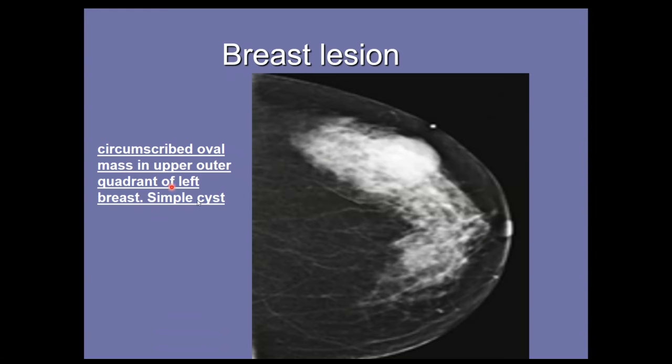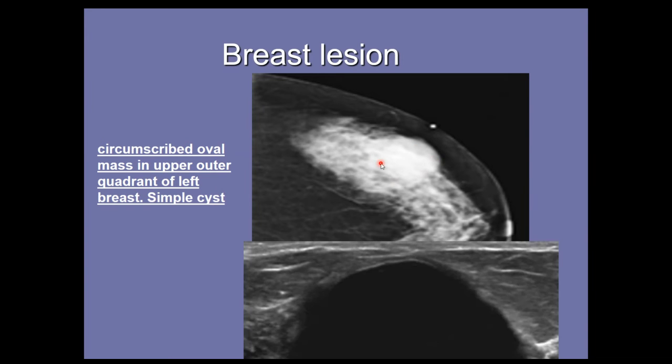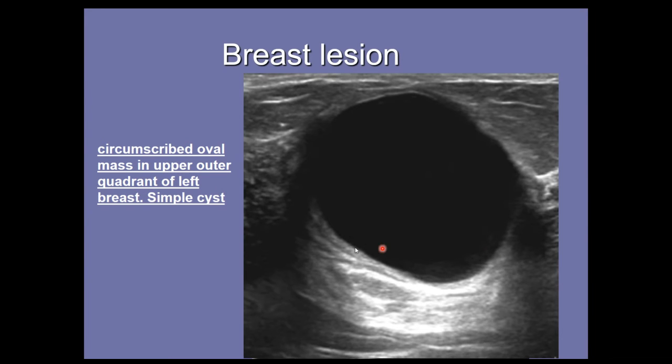So in this picture, you can see there is a very well-defined oval mass in the outer quadrant of the breast. It turned out to be a simple cyst when we performed ultrasound. Why is it a simple cyst? Because it is well defined and it is anechoic. There are no septations, there is no thick wall, and there are no echoes inside. So these are all the definitions of simple.